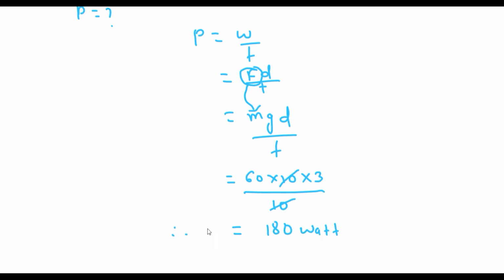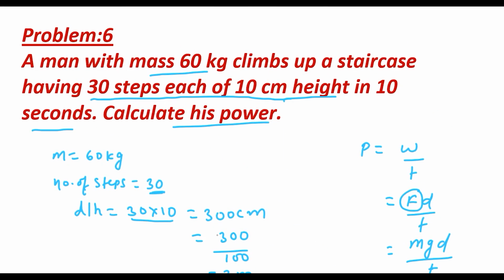So power, this is the required power, that is 180 watt. So a man with mass 60 kg climbs up a staircase having 30 steps, each of 10 centimeter height, in 10 seconds. Calculate his power. So his power becomes 180 watt.